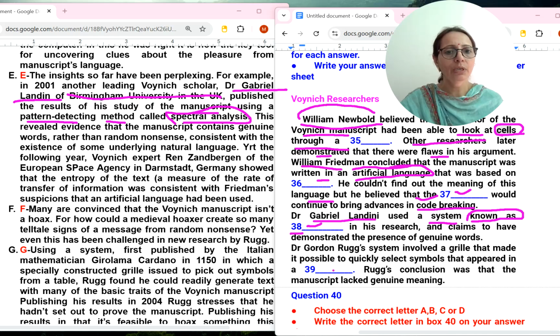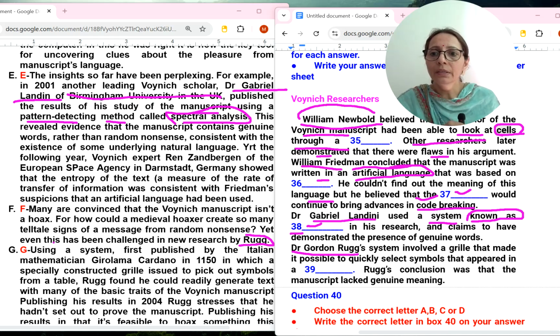Welcome. Now coming to the 39th number, Gordon's rug. So Gordon's rug, in this paragraph, where is rug? Yes, rug is here in F. Sometimes we can miss the spelling, so that's why I was reading it again.